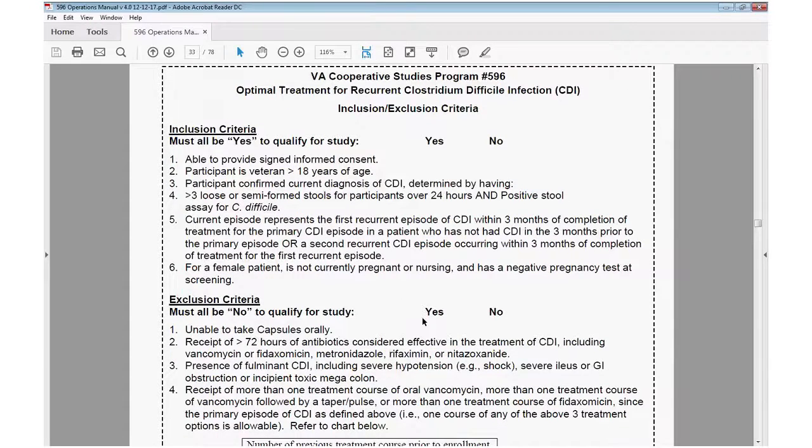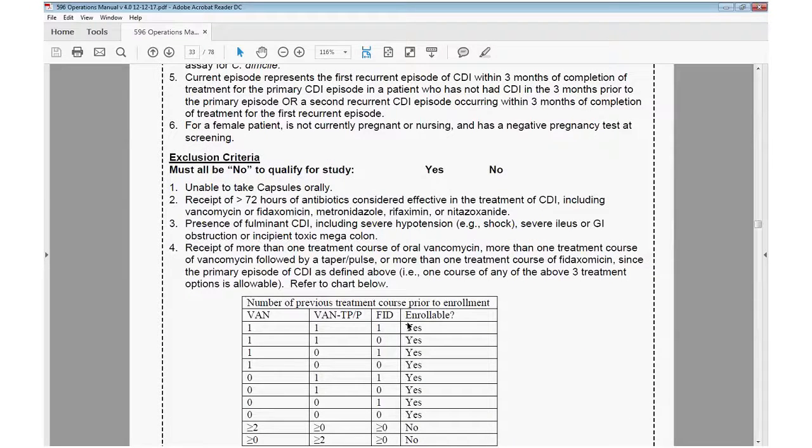Exclusion criteria. These must all be no to qualify. Unable to take capsules orally. If they're unable to take capsules orally, they cannot participate. So if they're on a feeding tube, they're not qualified. We're unable to do intravenous vancomycin or fidaxomicin for this treatment.